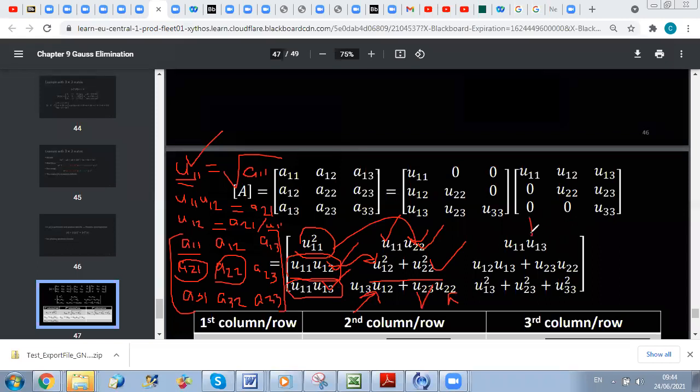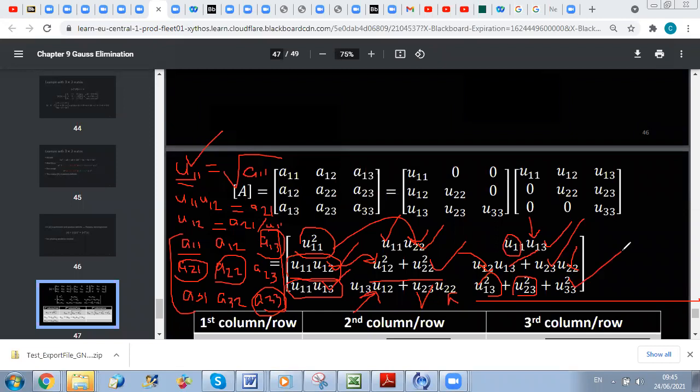Then you move to the third column. Okay, you have by comparison A13 is equal to U11, U13. U11 is already calculated from previous calculations, so you can get U13. Then substituting here U13 and U12 already calculated, in addition to U22, you can get the value of U23. And finally, you compare A33 with this term. You already calculated U13 and U23 from previous steps, so you can determine what is U33.